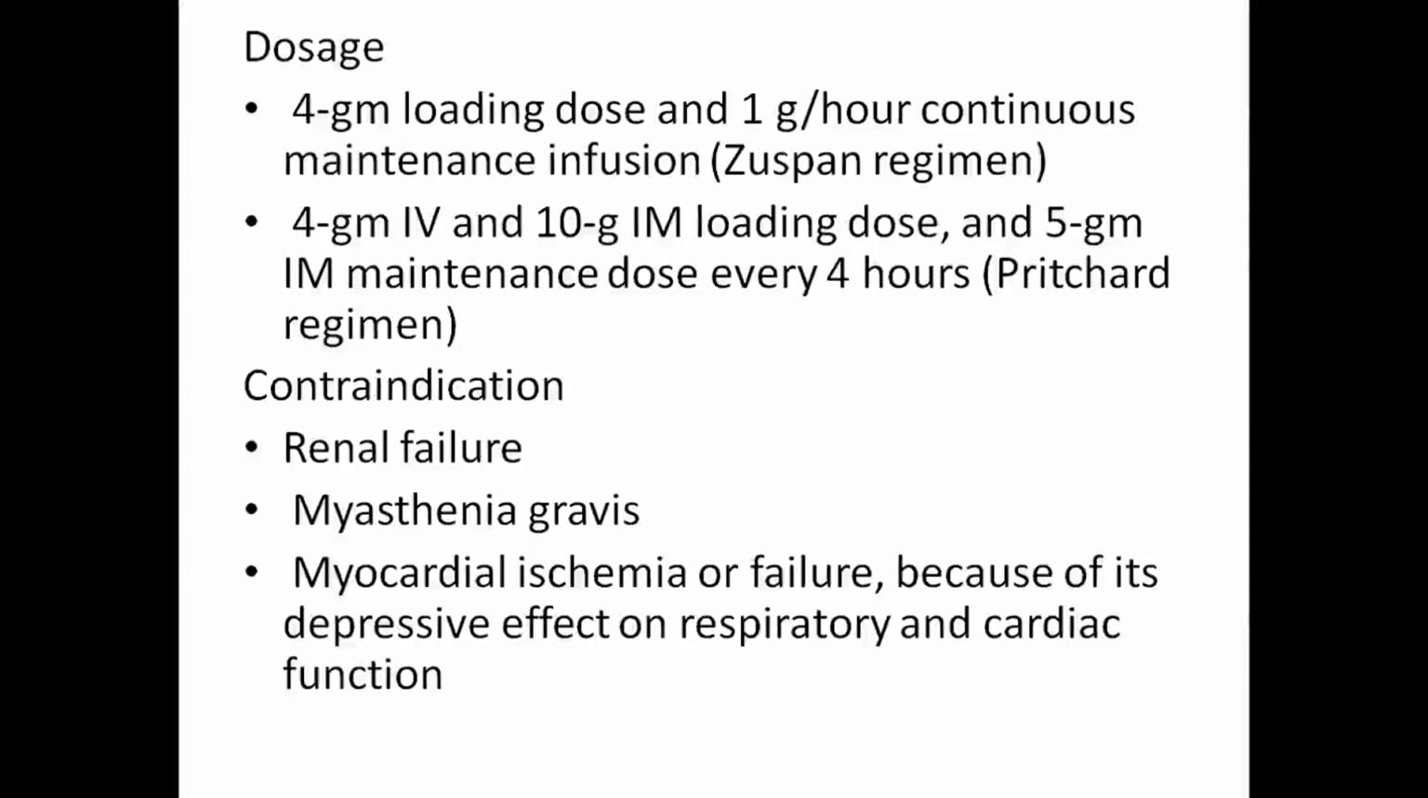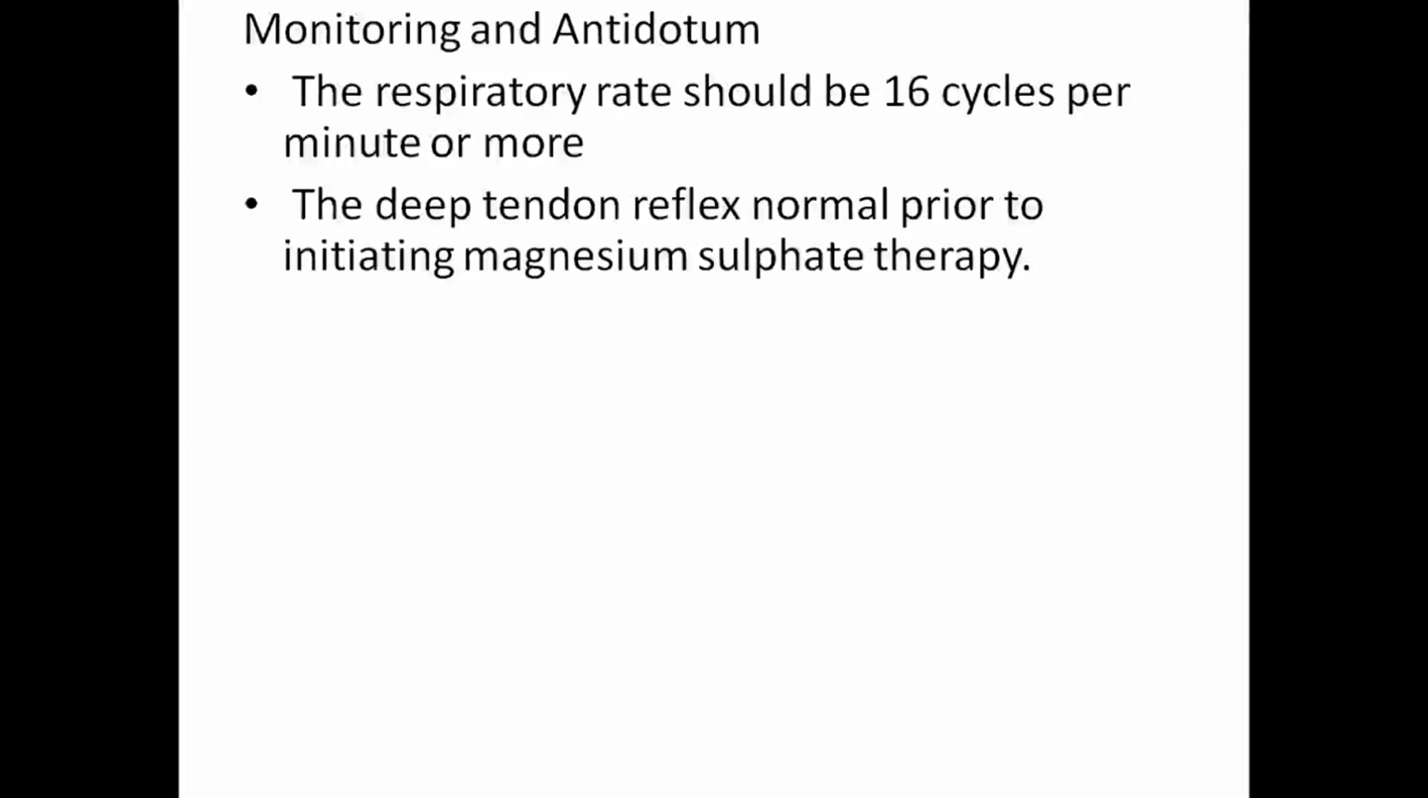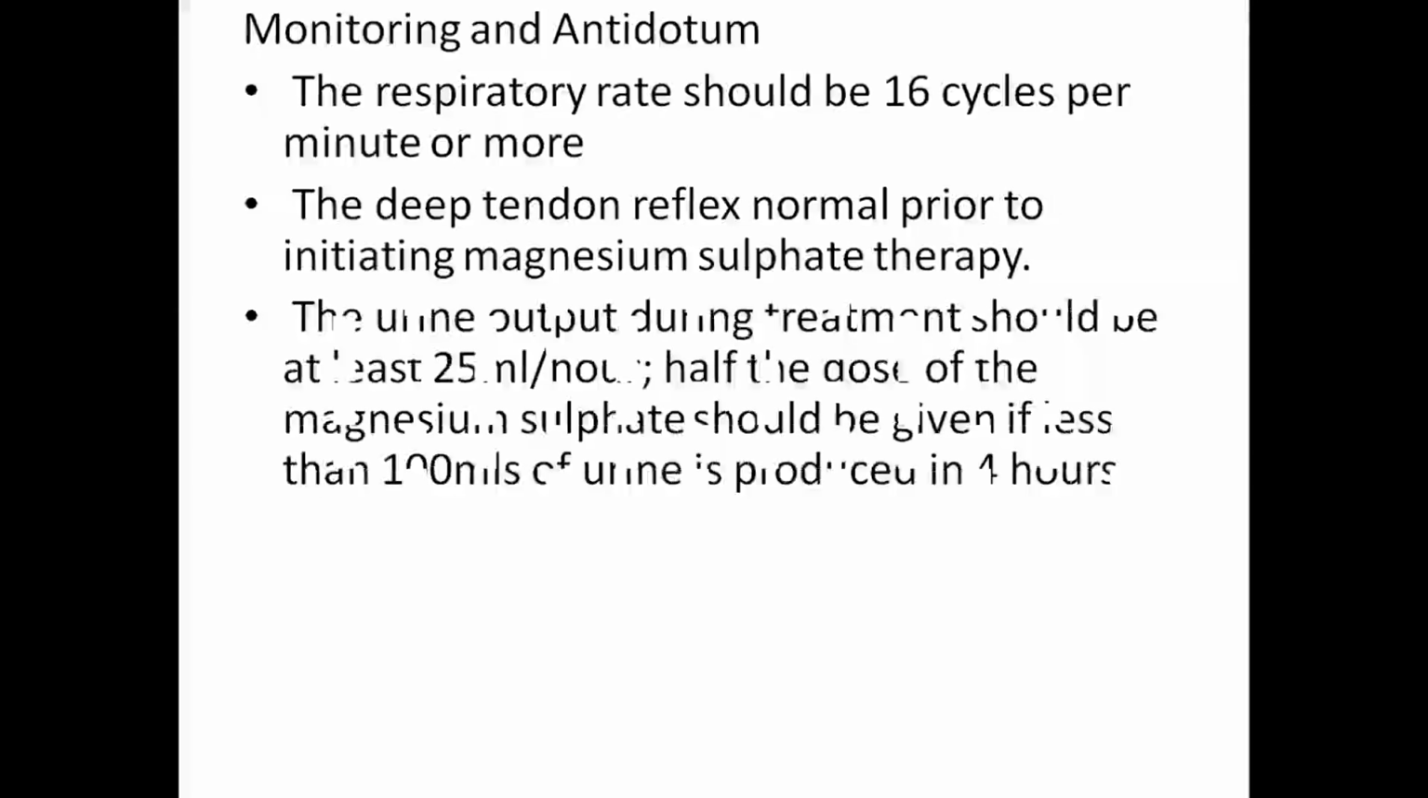Dosage: 4 gram loading dose and 1 gram per hour continuous maintenance infusion, or 4 gram IV and 10 gram IM loading dose and 5 gram IM maintenance dose every 4 hours regimen. Contraindications include renal failure, myasthenia gravis, and myocardial ischemia or failure because of its depressive effect on respiratory and cardiac function. Monitoring and antidote: respiratory rate should be at least 16 breaths per minute and deep tendon reflexes normal prior to initiating magnesium sulfate therapy.